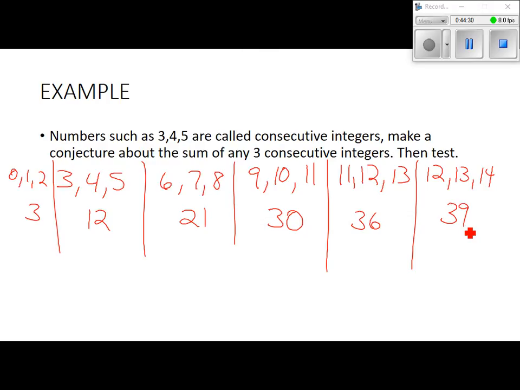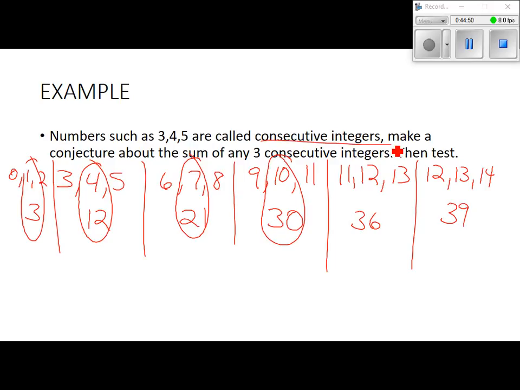How about if I did this? Same thing there. Times by 3 each time. So what conjecture could we make? If we pick 3 consecutive integers, we know that their sum is going to be 3 times the second number, the middle number. So let's pick and see if it works.